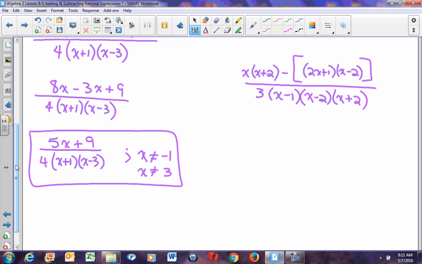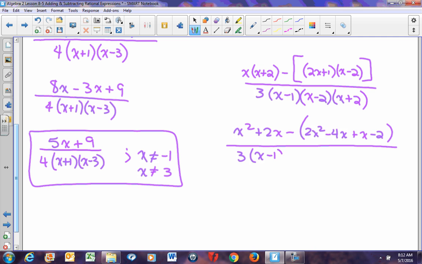Okay, so I multiply this through: x squared plus 2x. I'm still going to keep my minus. I'm going to keep my big giant parenthesis. When I multiply 2x plus 1 times x minus 2, I'm just going to multiply it out. So I'm going to get 2x squared minus 4x plus x minus 2, all over 3 parentheses x minus 1 times x minus 2 times x plus 2.